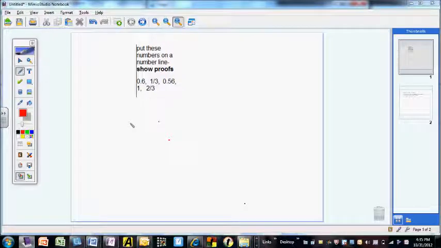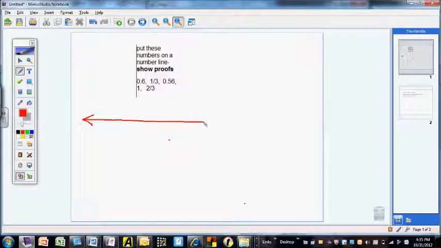Okay, to put these numbers on a number line, I'm going to first start and draw my line with arrows to show that it goes in both directions infinitely. And I see that my numbers are falling between 0 and 1, so I'm going to go ahead and write 0 down here, and I'm going to write 1 up here. And so I've taken care of the 1, so I'm going to put a cross through that.